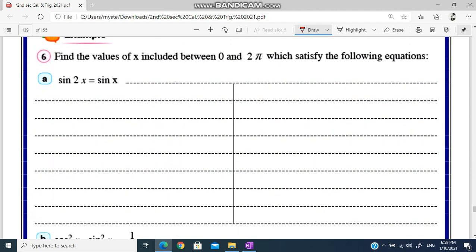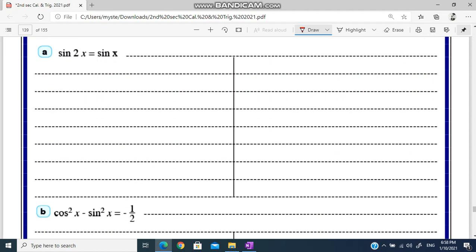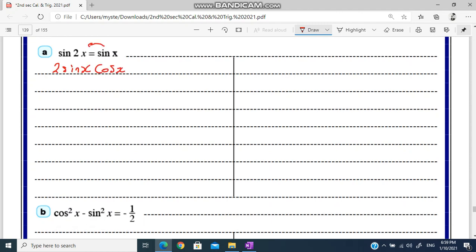Another one. Find the values of x between 0 and 2π which satisfy the equation sine 2x equals sine x. Expand sine 2x to 2 sine x cosine x, and take sine x to the other side, so minus sine x equals 0. Take sine x as a common factor, so the remainder will be 2 cosine x minus 1 equals 0. So we have here sine x equals 0 and 2 cosine x minus 1 equals 0. So cosine x equals 1 over 2.